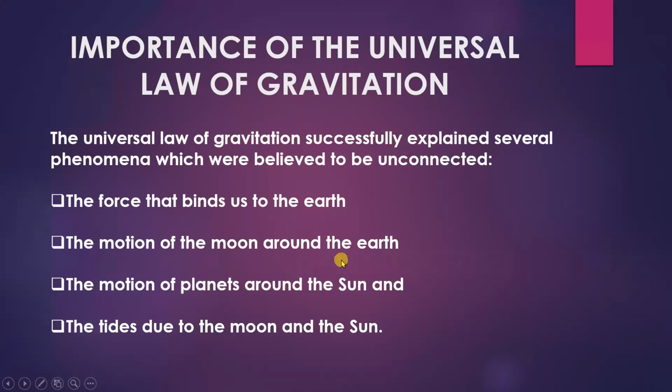The motion of the moon around earth is also because of the gravitational force, and the motion of planets around the sun. And the tides, we have just studied this, the tides due to the moon and the sun. Okay, all these phenomena are successfully explained by the gravitational law. These are explained successfully by the universal law of gravitation.